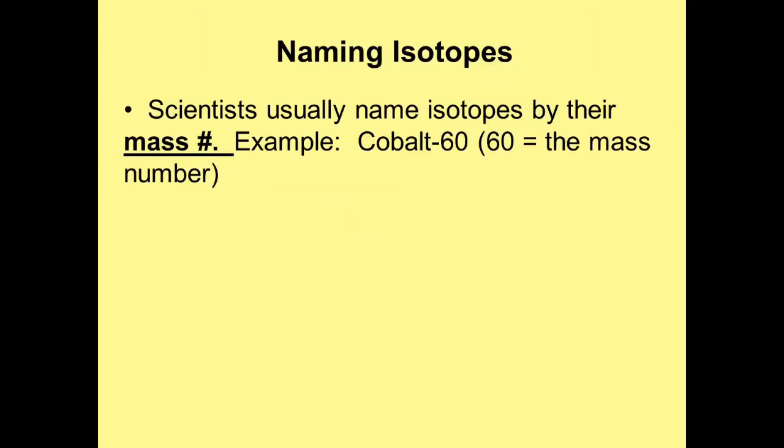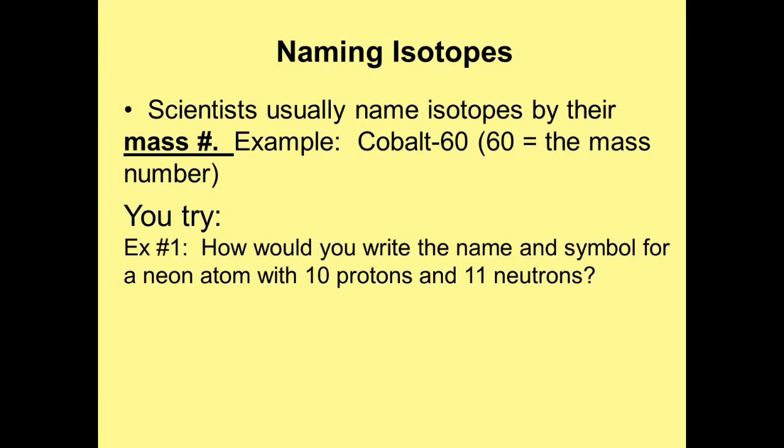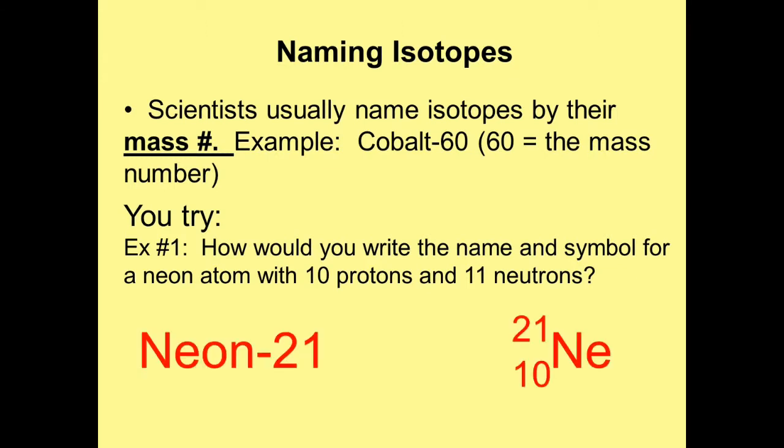A lot of times you'll see them written as something like sodium-23 or cobalt-60. So isotopes are often named by their mass number. Now you try. How would you write the name and symbol for a neon atom that has 10 protons and 11 neutrons? What would the mass be? 10 plus 11 makes 21, so you would put a 21 in the upper left corner. It's number 10, so the lower left corner would get a 10, and you would name it after its mass. So it would be neon-21.